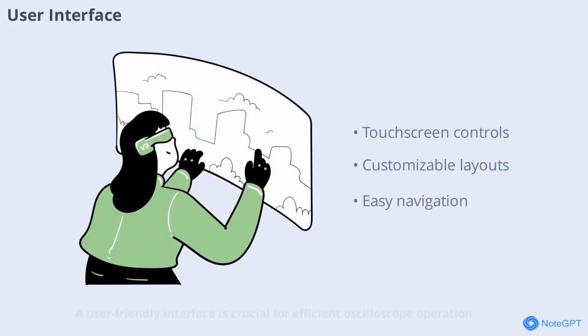A user-friendly interface is crucial for efficient oscilloscope operation. Touchscreens, intuitive menus, and customizable layouts help users navigate settings and features quickly. A well-designed interface reduces learning curves and boosts productivity, especially for beginners or those working under time pressure.